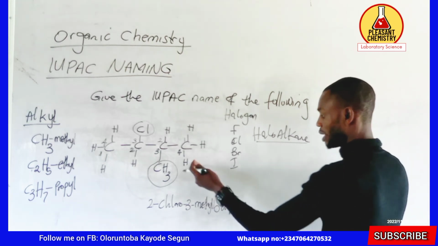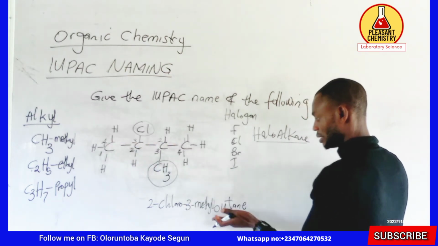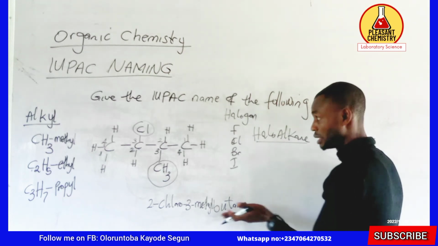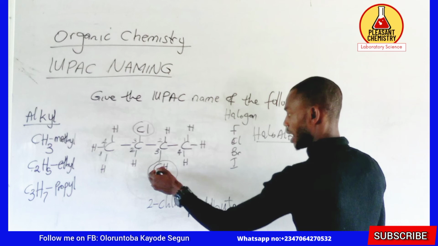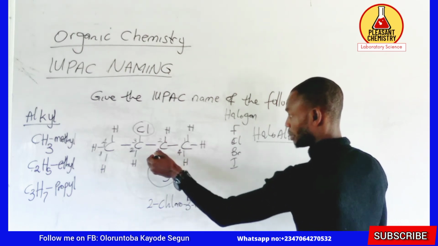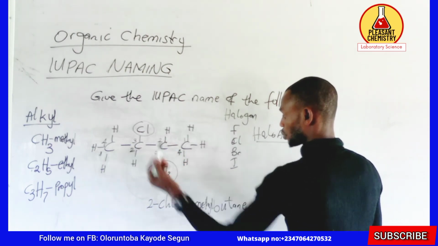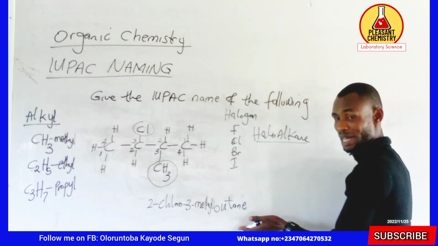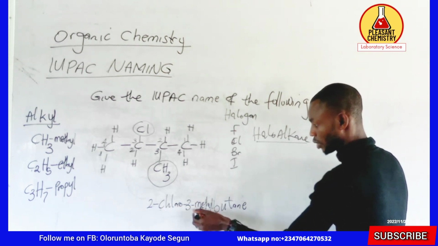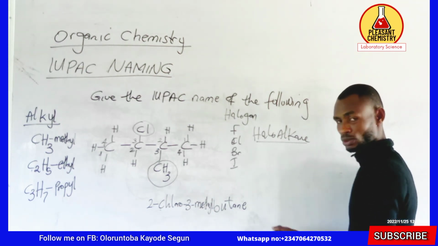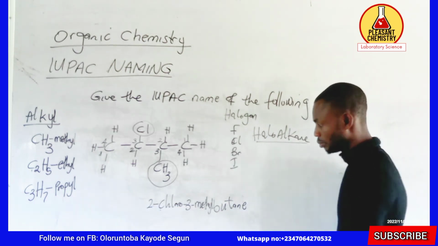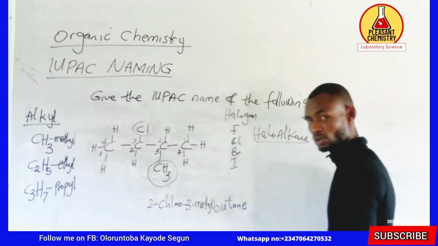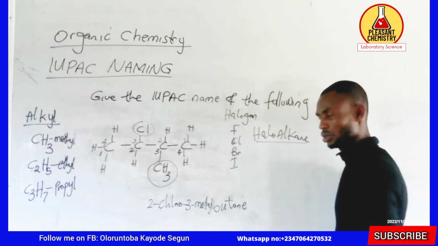Remember, how do you arrive at this? You firstly determine the root name, the longest carbon chain, which is butane, and likewise our methyl group is on carbon number 3, our chloro group is on number 2, and we arrange them alphabetically. C comes before M, so if you say 3-methyl-2-chloro, it will be wrong, because C comes before M. Do you understand now?